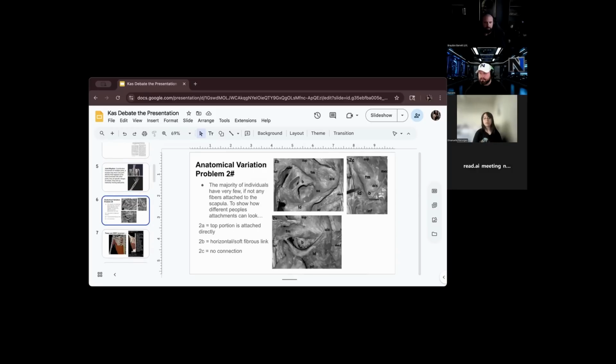The majority of the population have lats which have very few fibers, if no fibers, attached to the scapula. I believe that's 2C. So if the humerus is the primary bone being moved by the latissimus dorsi, if not the only bone being moved, then most, if not all, of the scapular movement that occurs during lat exercises is due to scapulohumeral rhythm, the coordinated movement between the scapula and the humerus. And you cannot just fully control that with the latissimus dorsi.